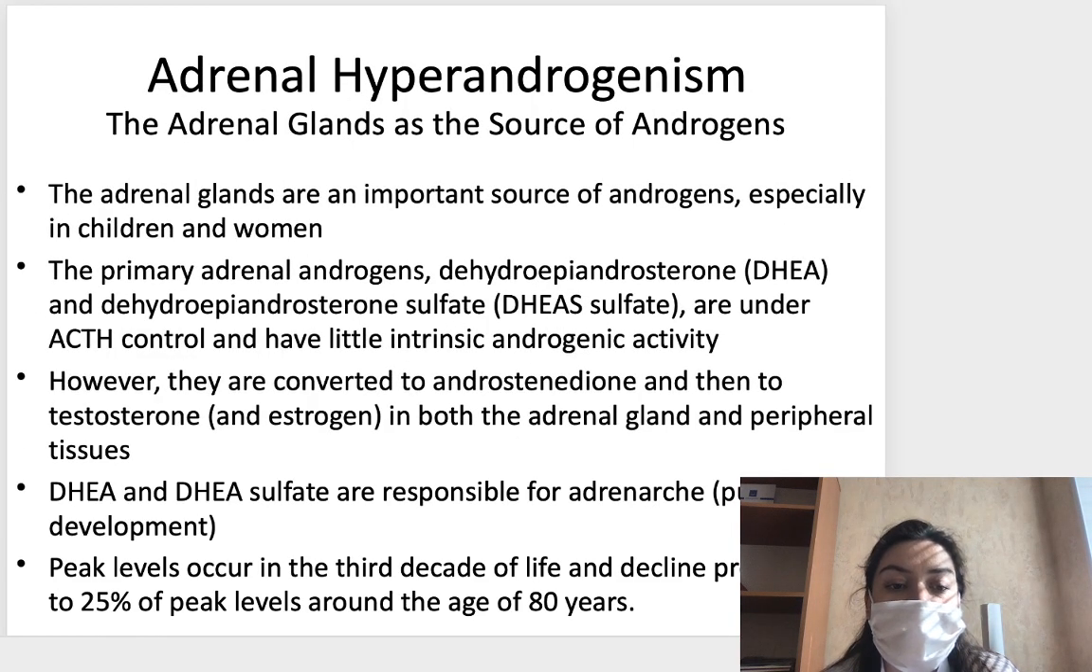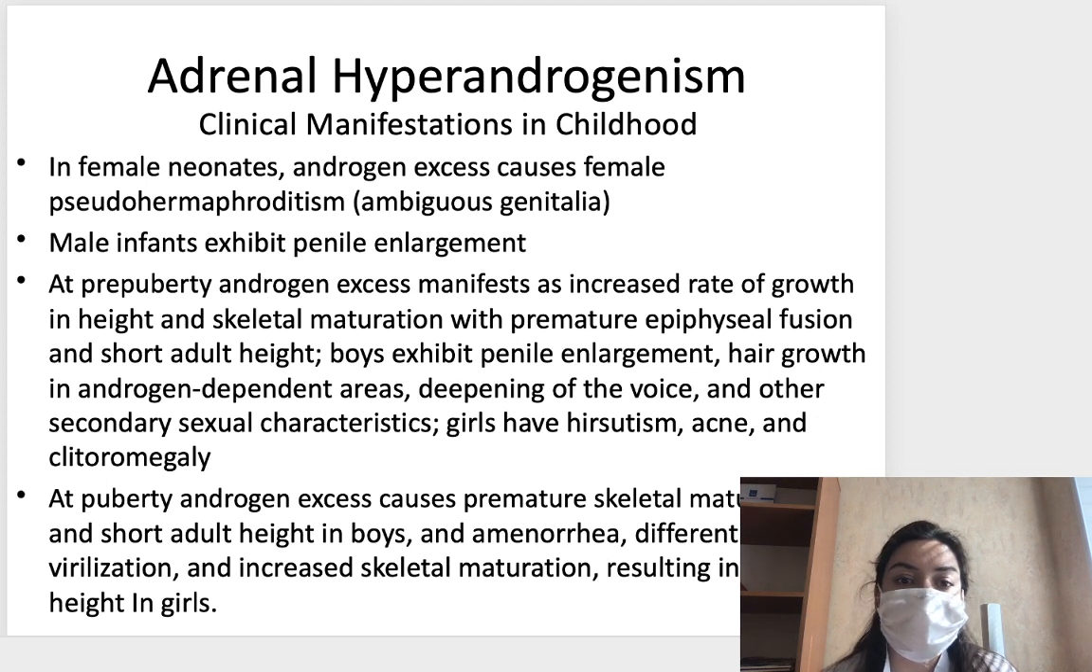Dehydroepiandrosterone and dehydroepiandrosterone sulfate are responsible for adrenarche. Peak levels occur in the third decade of life and decline to 25% of peak levels around the age of 80 years. In hyperandrogenism, clinical manifestations, here we discuss mostly childhood, because we see most cases in children.